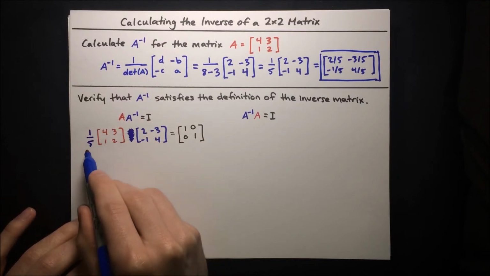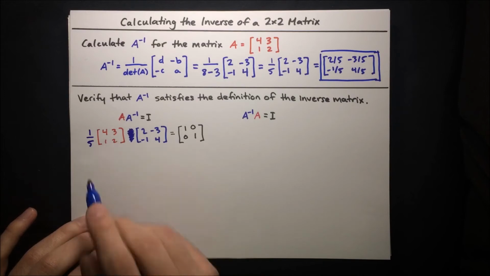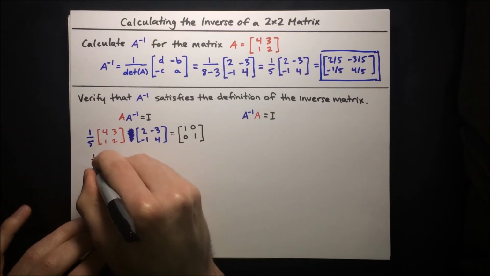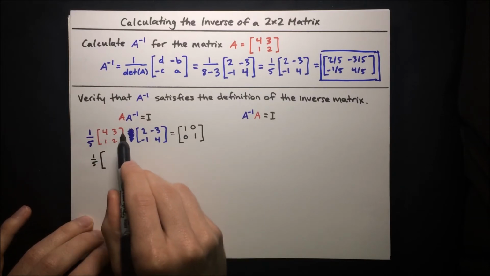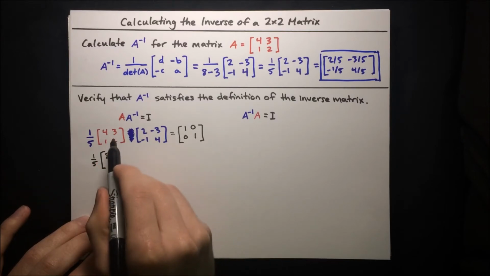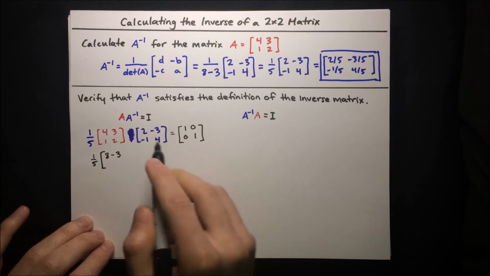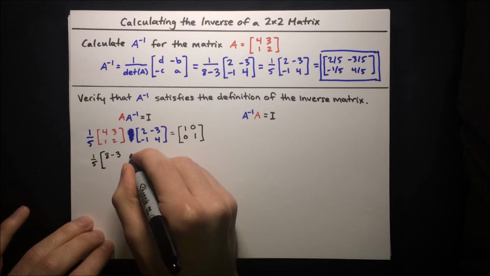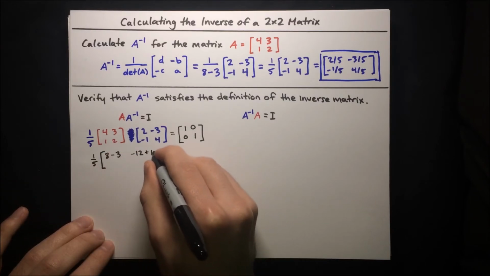That way we don't have to worry about it until the end. We'll just multiply these whole number matrices first and then apply the 1/5. And when we do that, we get 1/5 times the matrix multiplication. Top row times left column, that's 4 times 2 is 8, then 3 times -1 is -3, so 8 minus 3. And then top row times right column, that's 4 times -3, which is -12, then 3 times 4 is positive 12.